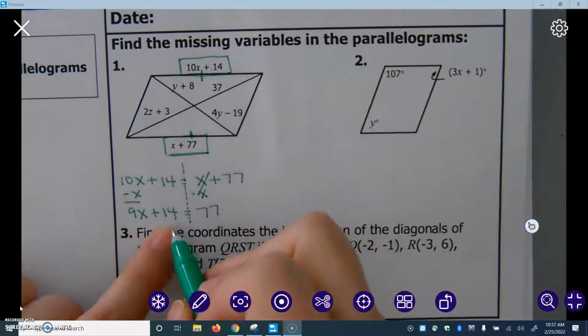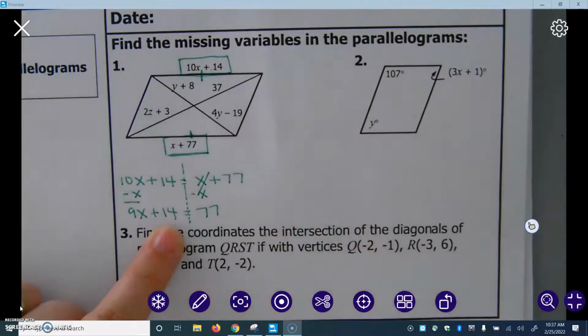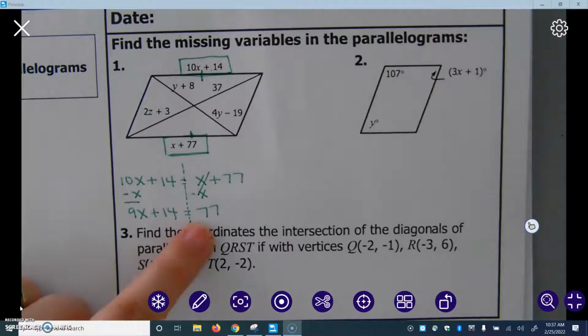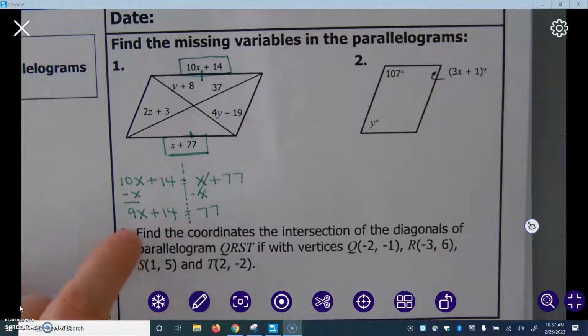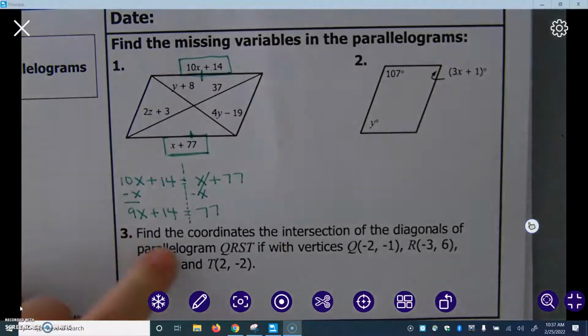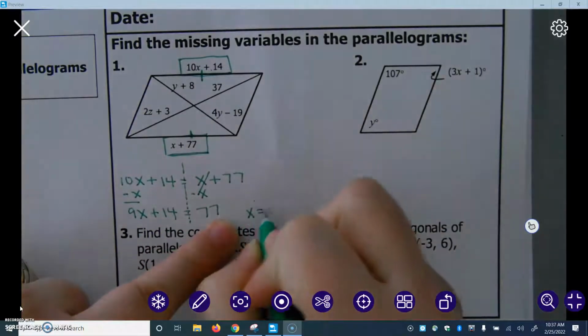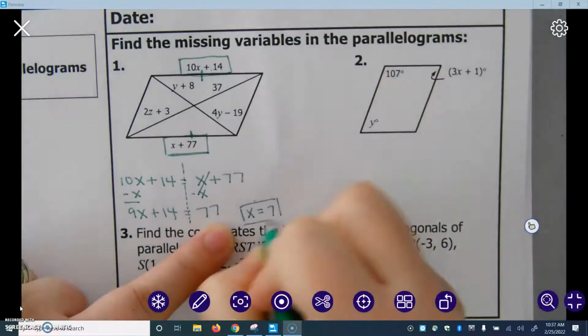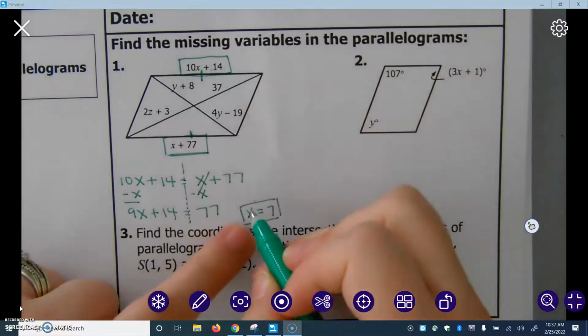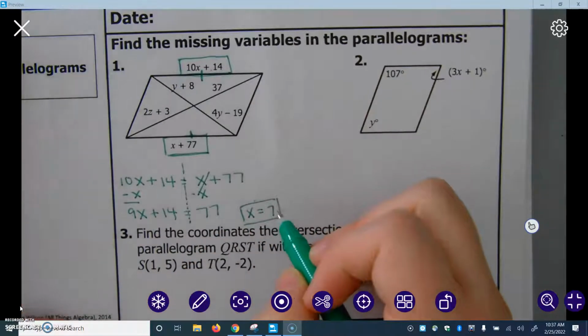All right, and I already ran out of room, but I'm going to subtract 14 on both sides. So I'm going to do 77 minus 14, and I got 63. And then I'm going to do 63 divided by 9, and I got x is equal to 7. And so if you're using the calculator, you would get intersection x is equal to 7.